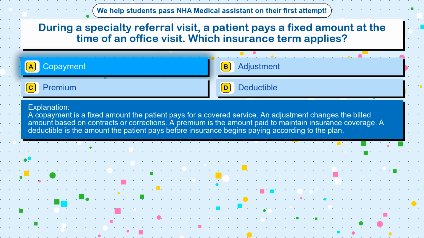A copayment is a fixed amount the patient pays for a covered service. An adjustment changes the billed amount based on contracts or corrections. A premium is the amount paid to maintain insurance coverage. A deductible is the amount the patient pays before insurance begins paying according to the plan.